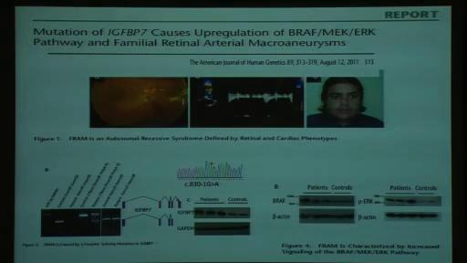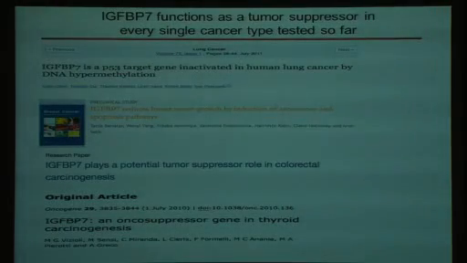So this is the only human model unrelated to cancer known in which increased BRAF-MAPK signaling leads to this. And they've also, similar to us, found that IGF-BP7 is a negative regulator of BRAF-MAPK signaling, and loss of IGF-BP7 leads to this phenotype. In addition to the whole BRAF-MAPK signaling pathway, there is another reason we wanted to follow up this tumor suppressor. IGF-BP7 also functions as a tumor suppressor in almost every single cancer type tested so far.